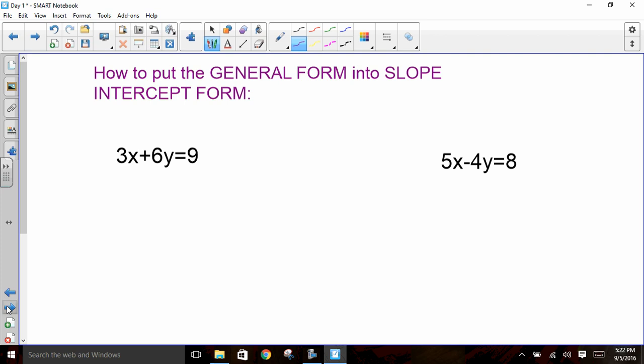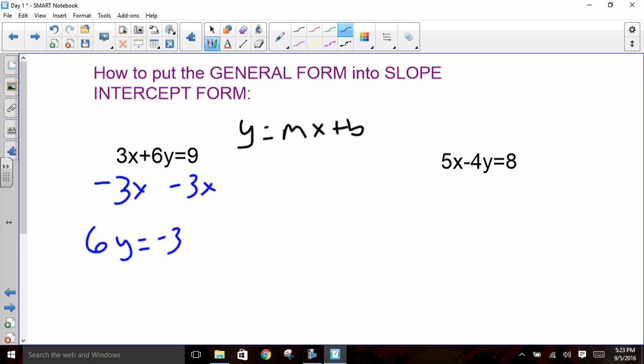Okay, so we're going to take a look at how to change a general form into slope-intercept form. If you recall from the slide before, slope-intercept form was y is equal to mx plus b. So my goal is to get the y value by itself. In this first example, we're going to go ahead and subtract that 3x from both sides. So I get 6y is equal to negative 3x plus 9. Next, just like solving any other equation, divide everything by 6.